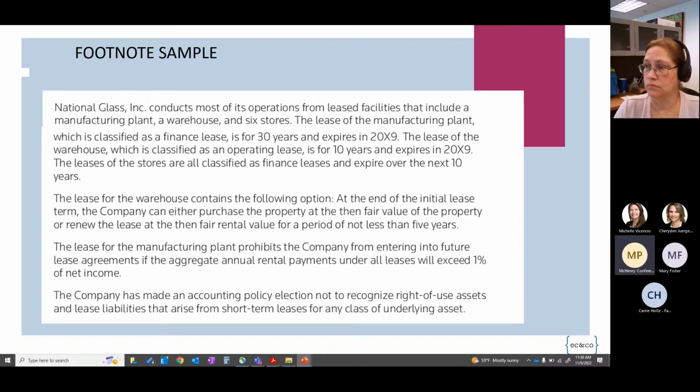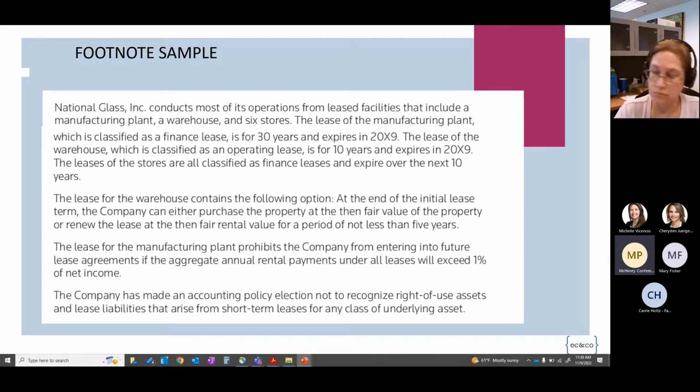And then how it's classified. Is it a finance lease? Is it an operating lease? And the lease terms. So the full terms of the lease, that it was 30 years and expired in here, that it's 10 years and expired, that we're going to keep it over the life of those 10 years. Any options that you have in the lease. So whether or not at the end of the lease you can purchase it and what the value would be, or if you can renew it. And if you're renewing it, what the value you'd be renewing it for and how long you'd be renewing it.